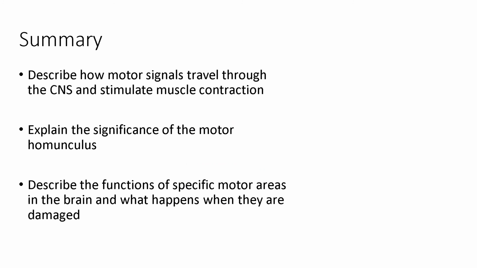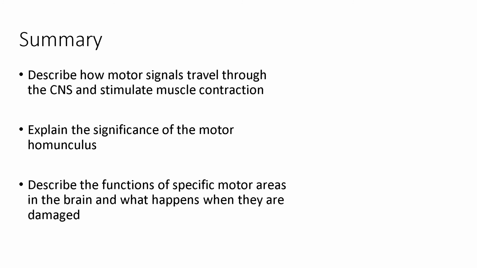So in summary, we've been talking about how motor signals travel through the central nervous system and stimulate muscle control. Remember, there are two types of neurons involved here. You have the upper motor neurons, which go from the cerebral cortex to different parts of the brain and maybe to the spinal cord. Then you have the lower motor neurons, which connect the central nervous system to the skeletal muscles. Remember, the fibers that are bringing that information are called efferent fibers.